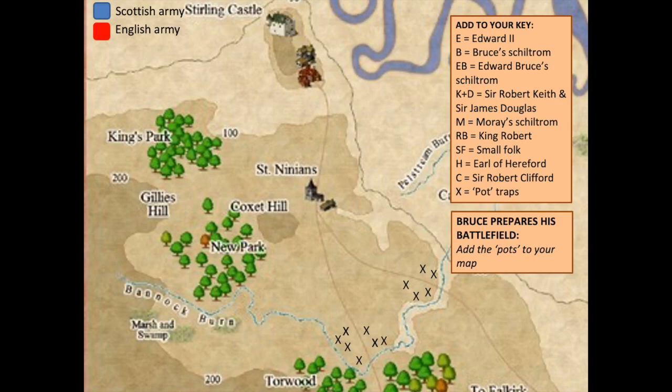So how is the battlefield set up? First of all, we can see the pits, or the pot traps, that Bruce put around the roads approaching Stirling, down as they made their crossing over the Bannockburn. This is, if you remember, to direct Edward's forces to try and force them to avoid the road and use a different way to cross into the King's Park that would play into Bruce's favour.